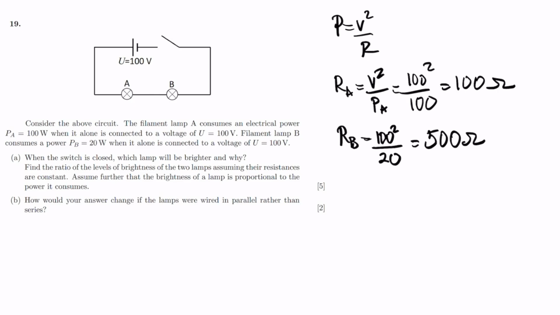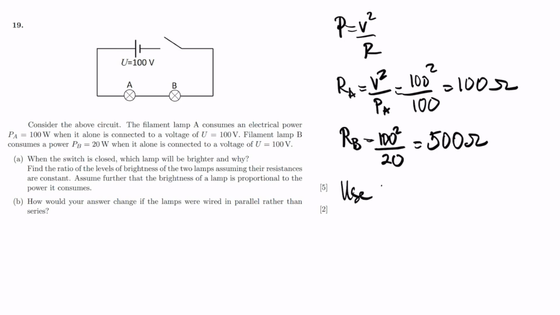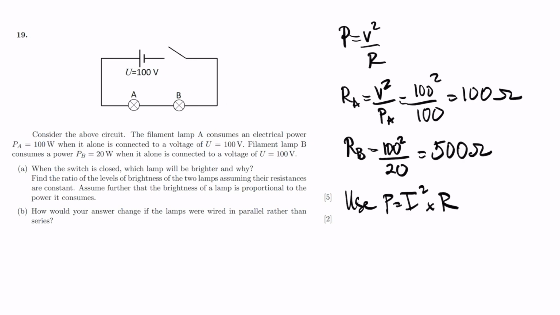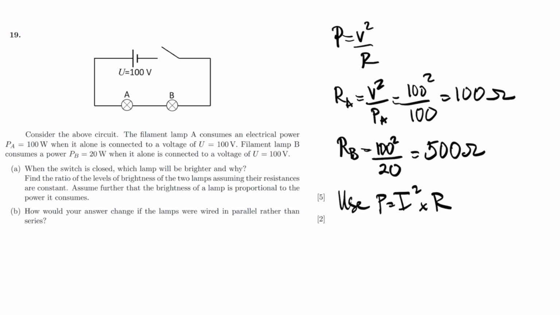The current for them will be the same. So if the current is the same, we can just do PA over PB, for instance. So let's also use that the power is also equal to I squared multiplied by the resistance. So let's do one over the other. So I'm going to do PB over PA, like that.